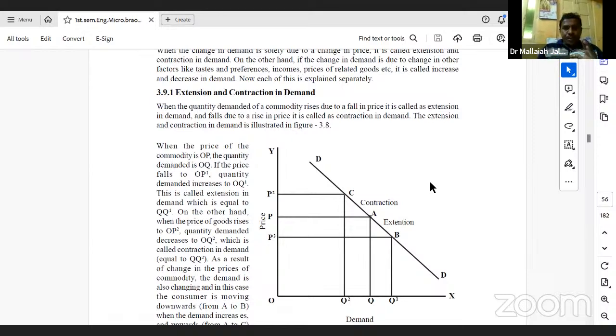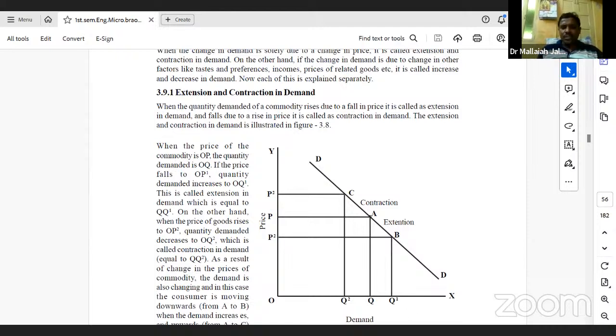See the diagram. For example, the initial price is OP, and OQ quantity is demanded at OP price. That is fine. If the price decreases from OP to OP2, then automatically there is more demand for that particular product. That is the reason why there is an increase in the demand from OQ to OQ1. Price decreased, demand increased. This we call extension. Short questions can come from this also. So extension means when the price decreases, demand will be more. Contraction is the opposite of extension.